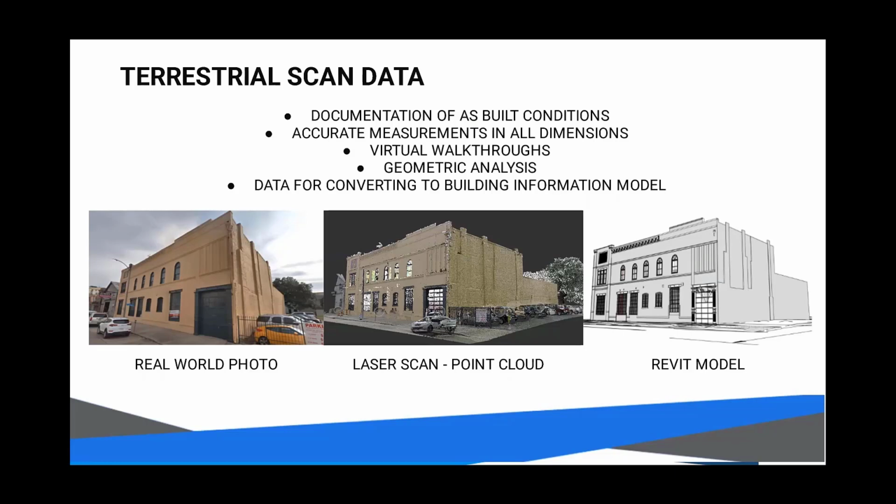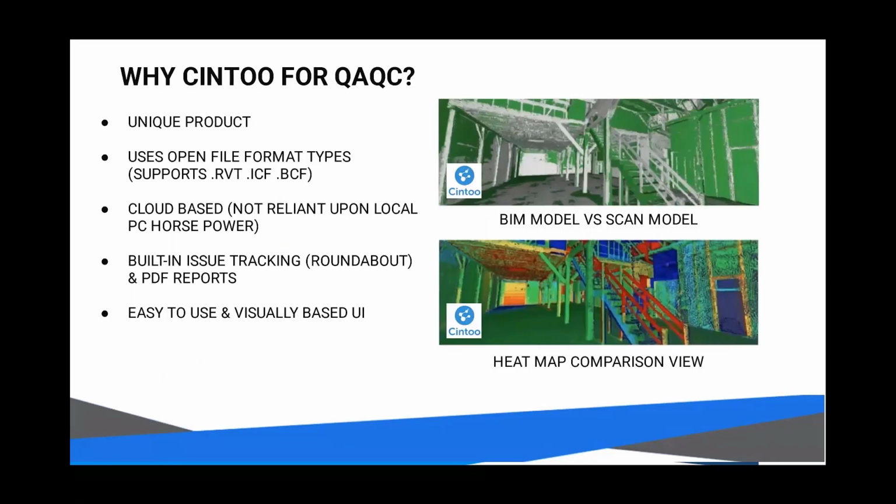As you can see in this slide, there's a real-world photo from a case study that we've done. There's a laser scan of that structure from which we created a highly detailed 3D BIM Revit model. How did we confirm that that BIM model was highly accurate? Well, we use Cintoo. Why do we use Cintoo for our QA/QC process?